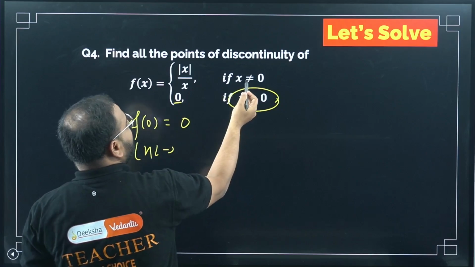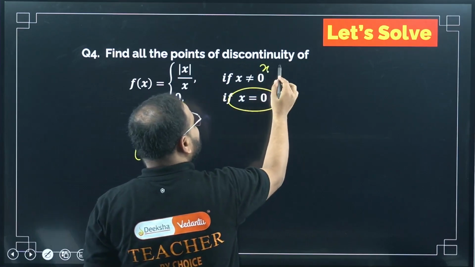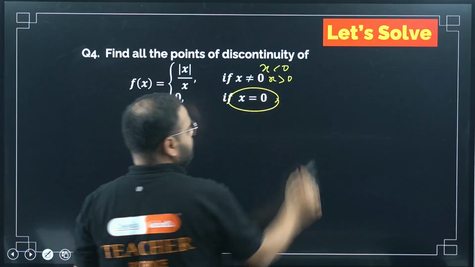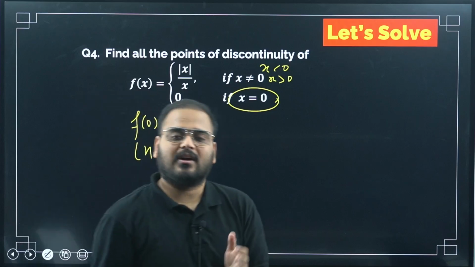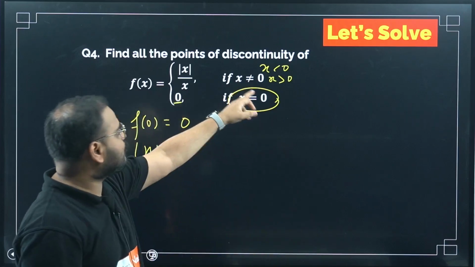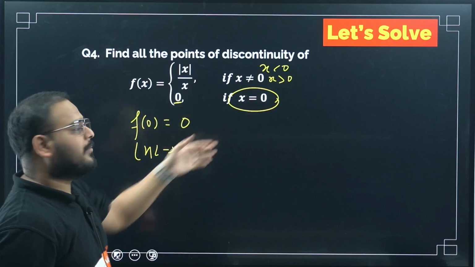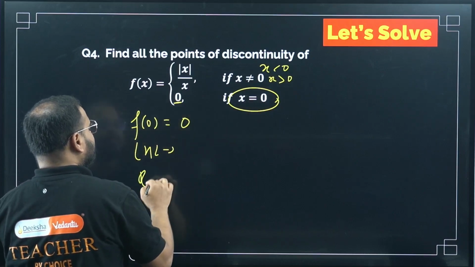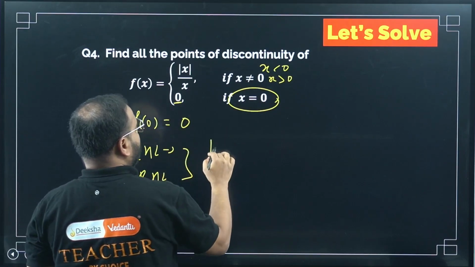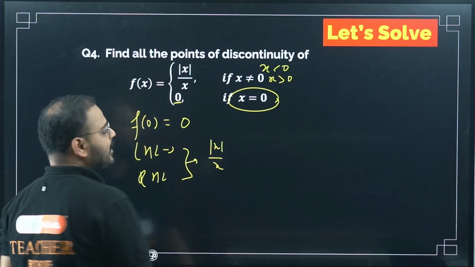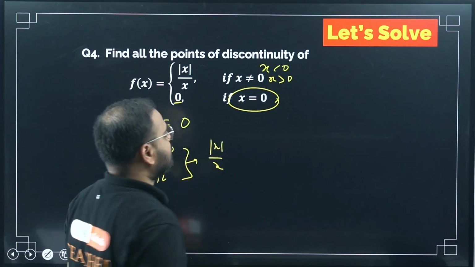How will you find LHL and RHL? Using this part. Why, sir? Not equal to 0 means what? x less than 0 and also x greater than 0. Either less than or greater than. So for LHL and RHL you will use this function, mod x by x. Okay? But right now let me show you in the graph.